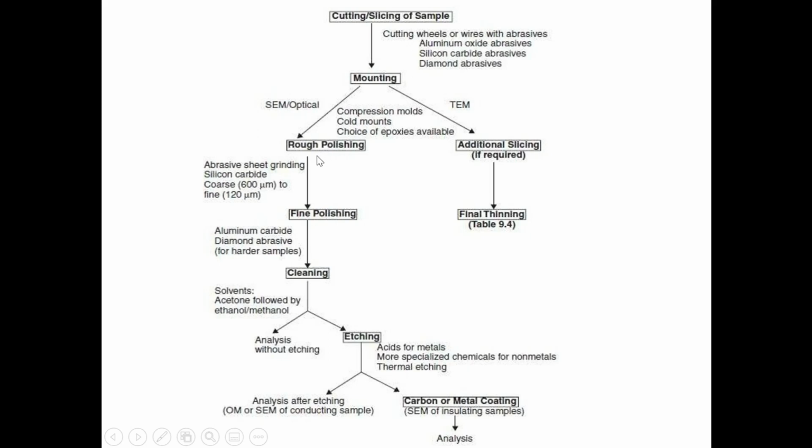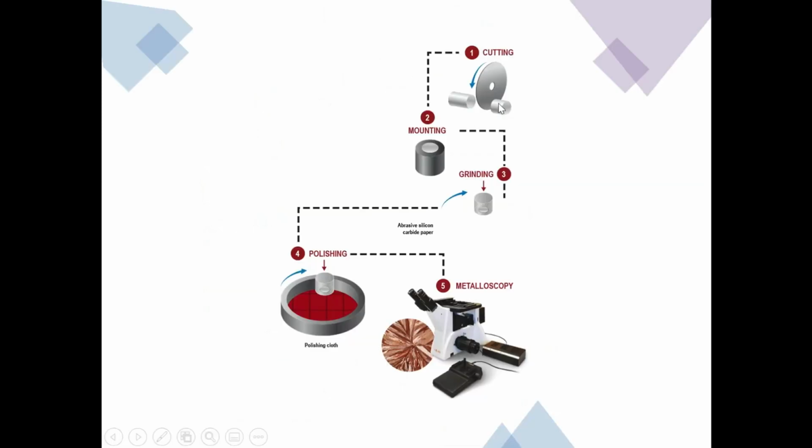Next is rough polishing and fine polishing. The number of steps required depends on the material. Rough polishing, fine polishing, then cleaning, and lastly etching. After etching, you can go for microscopic examination. So this is how the process works: cutting, mounting, grinding, polishing, then etching, and finally metallography.